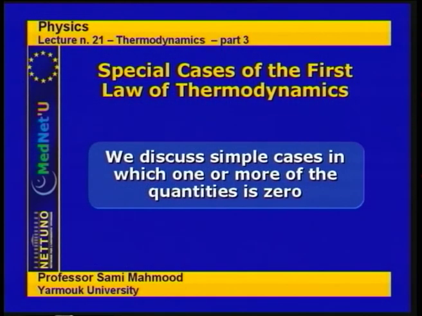And now we discuss special cases of the first law of thermodynamics. We discuss cases where the quantity Q, heat absorbed, is 0, or the quantity W is 0, or the quantity delta E, the internal energy, is 0, or all of them are zeros, or Q and W are zeros. We discuss such special cases, where one or more of the quantities in the first law of thermodynamics is 0, which makes the form of the first law simple to deal with.